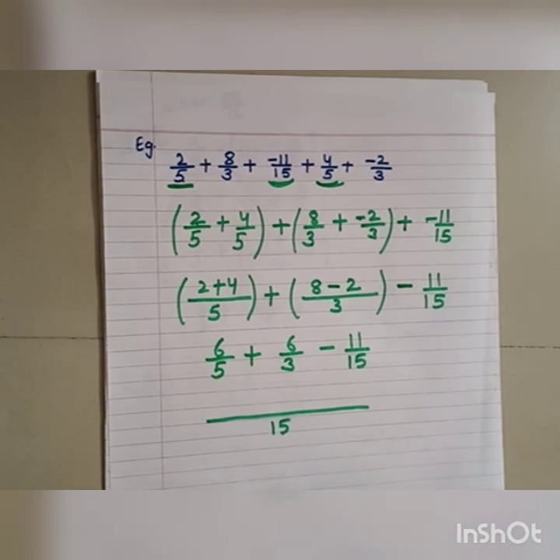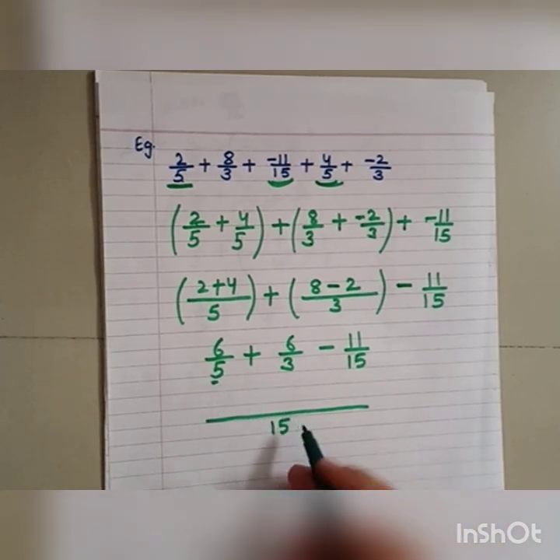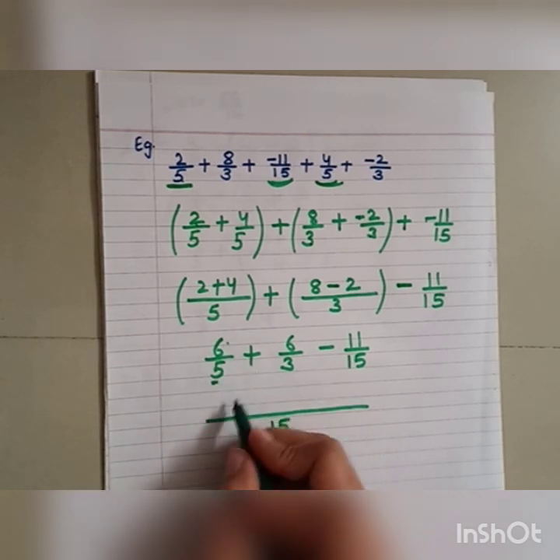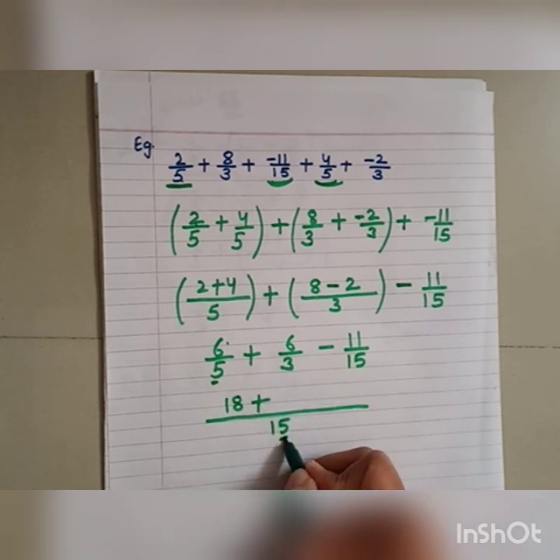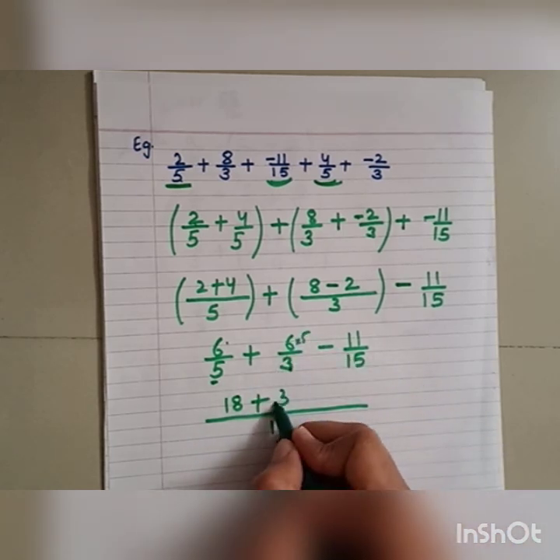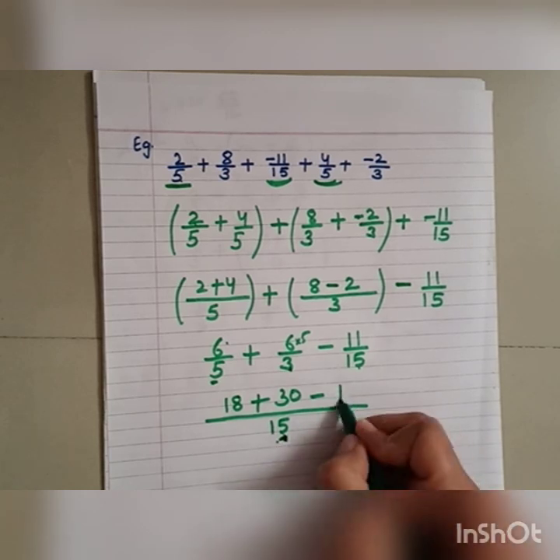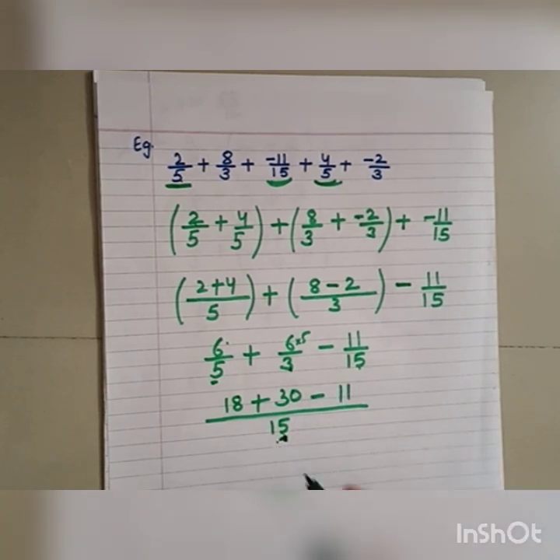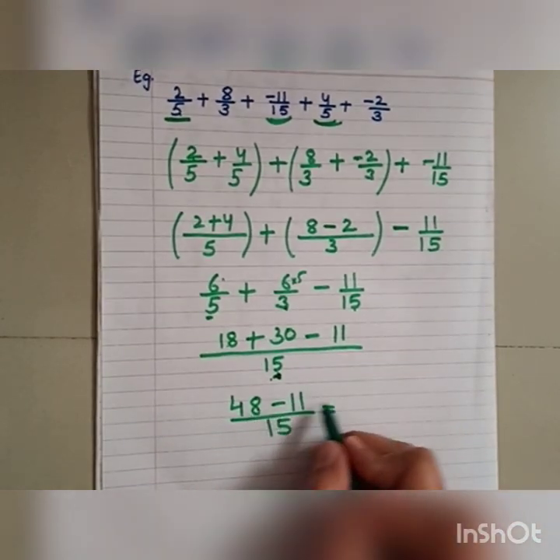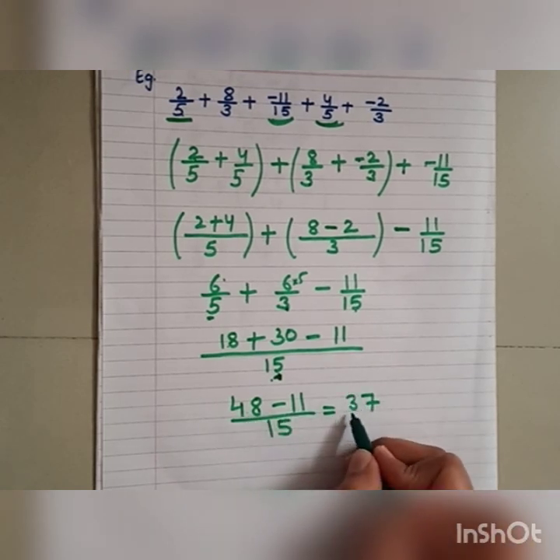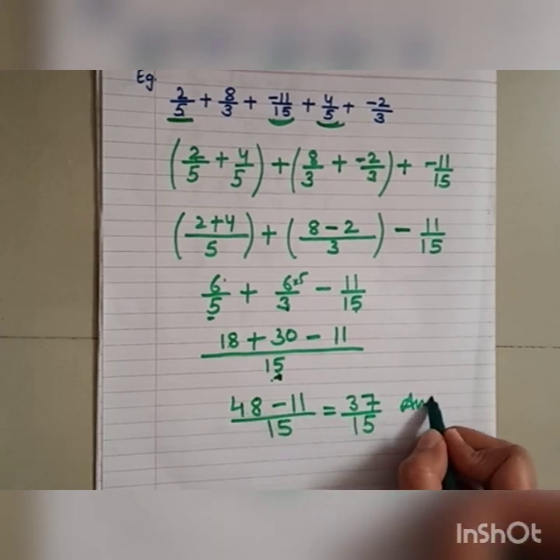You can solve by the LCM method. 5 3s are 15 and 6 3s are 18. Multiply by 6. 3 5s are 15. Divide 15 by 3. 3 5s are 15 and multiply 5 by 6, 30, minus 15 ones are 15, 11 ones are 11. So 18 plus 30, 48, minus 11 upon 15. 48 minus 11 means 8 minus 1, 7, 4 minus 1, 3. 37 upon 15 is our answer.